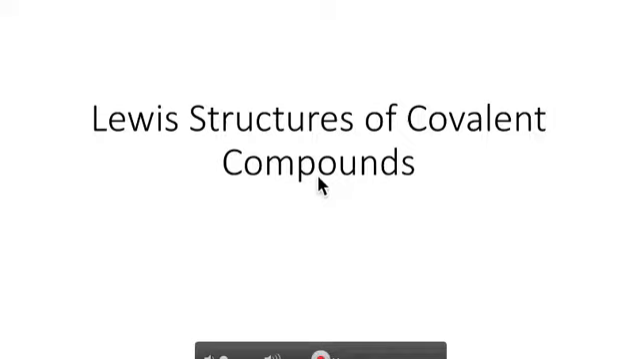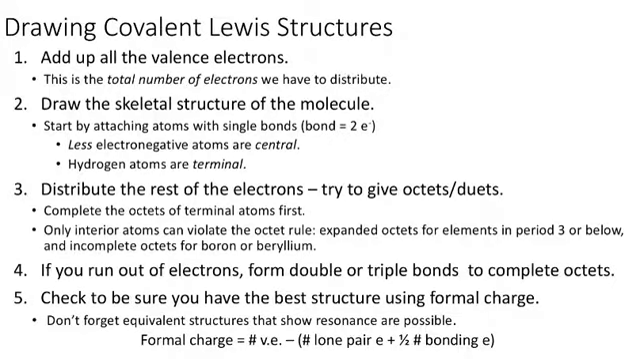Everybody, today I'm going to show you a little bit about drawing Lewis structures for covalent compounds. There's a series of rules for drawing Lewis structures for covalent compounds. I like to break them down into 5 steps. Step 1, calculate the total number of valence electrons or dots you can draw given the formula of the compound.